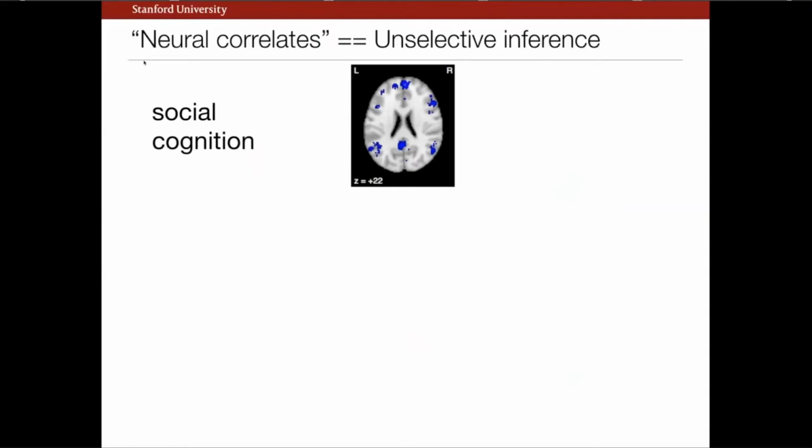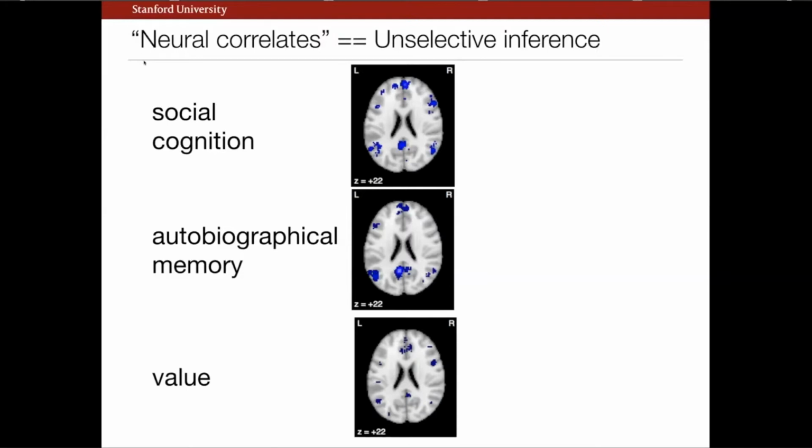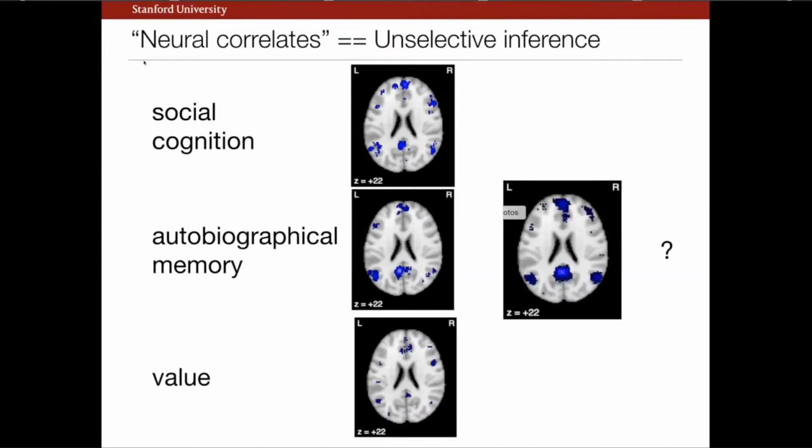And let's say that some other researcher comes along who's interested in autobiographical memory, and they do a study, and they find a map that looks almost exactly the same as the one for social cognition. Somebody else comes along interested in value-based decision making, and they get a map that overlaps a little bit with the maps of memory and social cognition. Now the question is, you see a new map: what can you infer about what's going on in the mind of this individual?